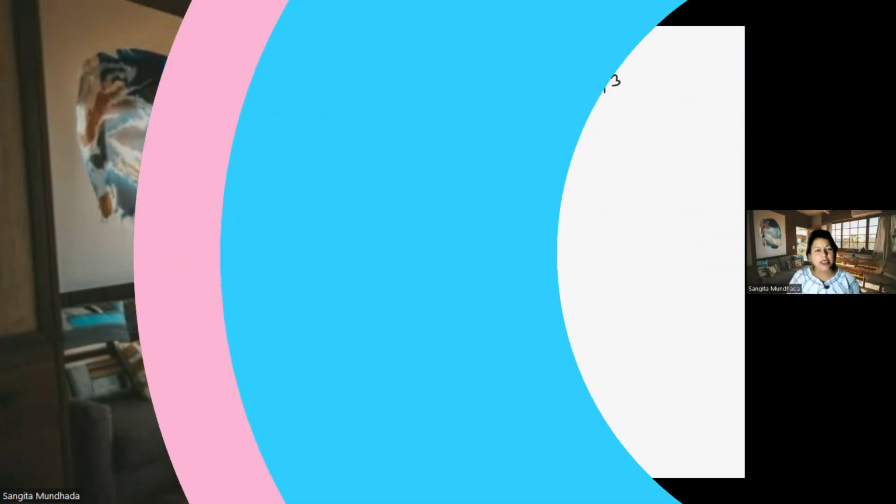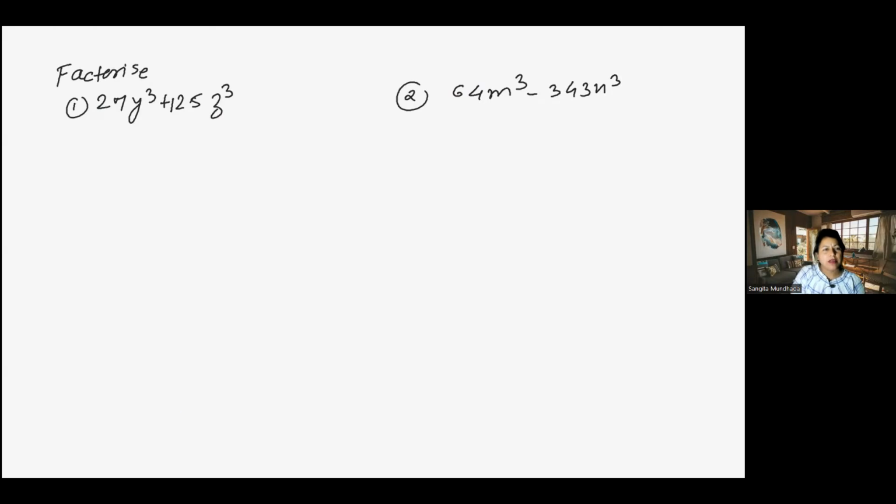Today we are going to discuss question number 10 to question number 14. So let's start the topic. In this section we will discuss the question: factorize 27y cube plus 125z cube.